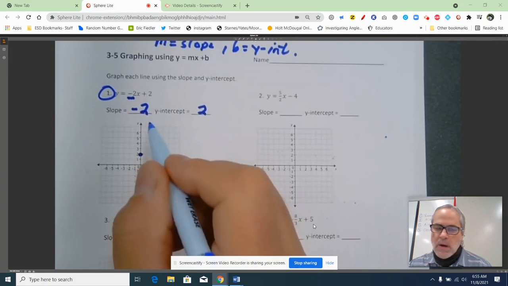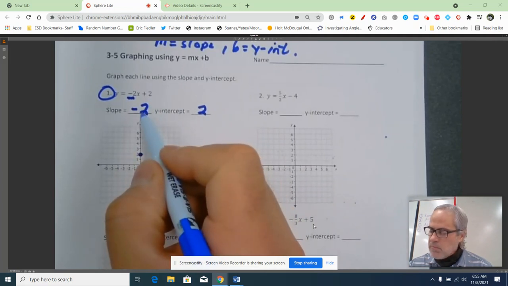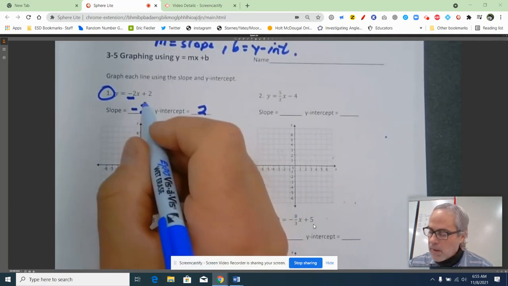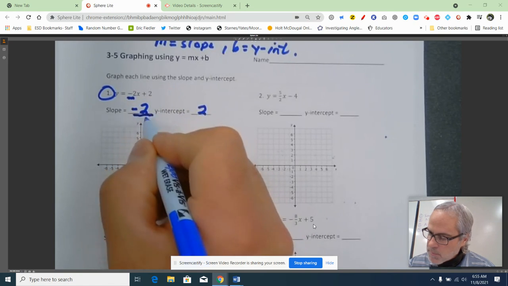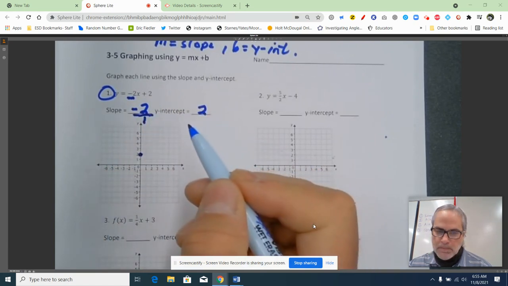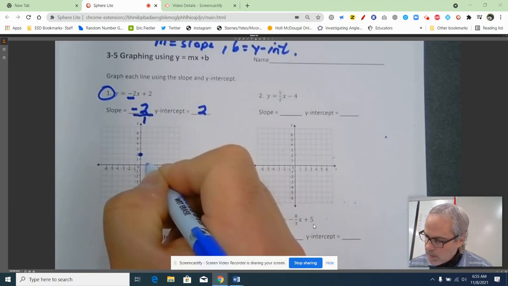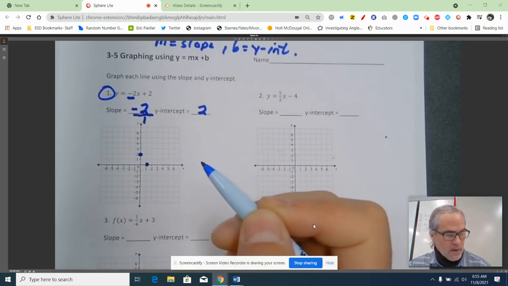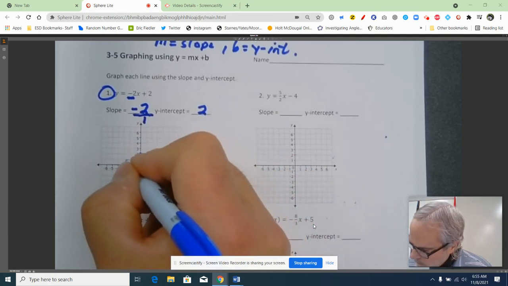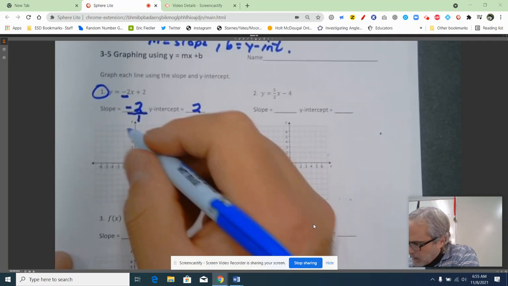And then what I do is I do rise over run. Now notice this one is not in rise over run form because it's just a whole number, -2. So think about this as being -2 over a +1. Okay, so to rise -2 means to go down 2 and then run 1, put a dot right there. Okay, so -2 over 1, and then I'm going to connect.